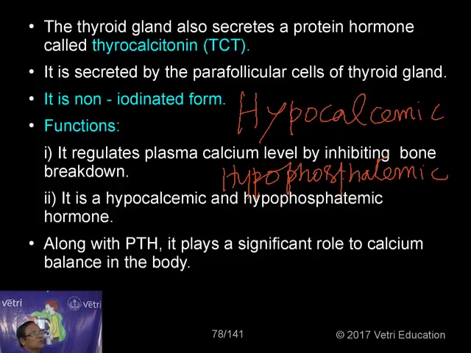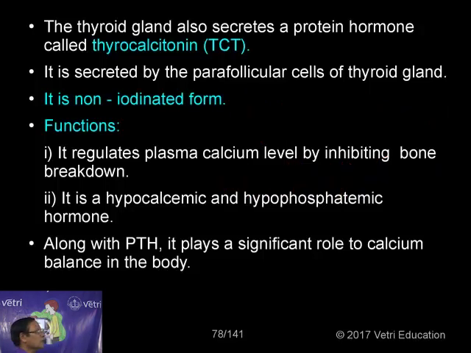Now along with another hormone, parathormone, it regulates the calcium level of the blood. It regulates plasma calcium by inhibiting bone breakdown. It doesn't allow the bone to undergo breakdown, that is demineralization. It prevents demineralization. Parathormone promotes demineralization, that's why calcium is released from the bones. But this one inhibits bone breakdown, so there is no removal of calcium from the bones. That's why there is no increase in calcium level. So I mentioned hypocalcemic and hypophosphatemic hormone as it decreases the calcium level and phosphate level in the blood. Along with parathormone, PTH, from the parathyroid, TCT, thyrocalcitonin, regulates the calcium level.